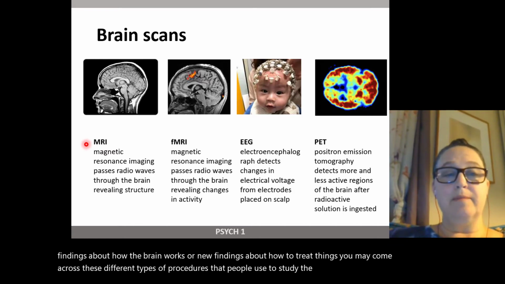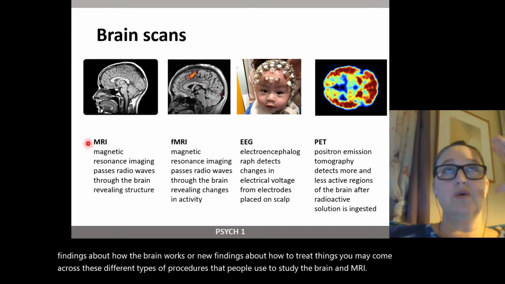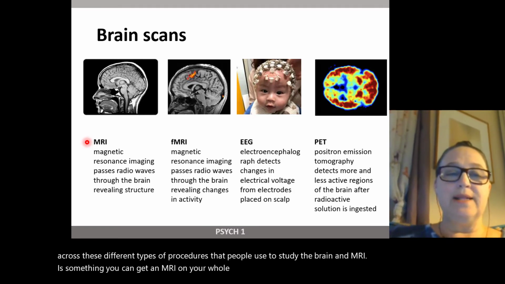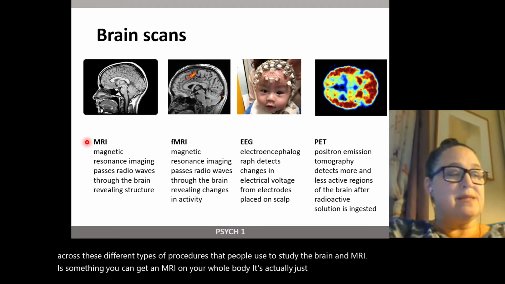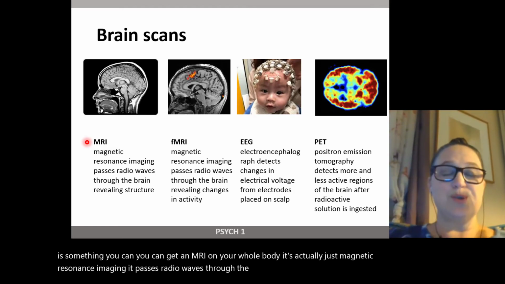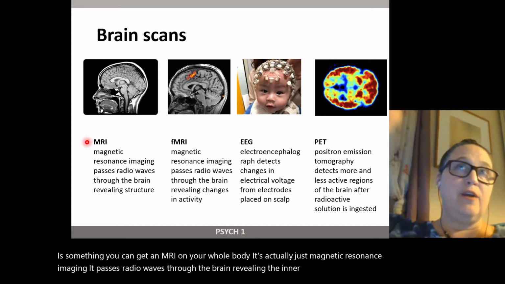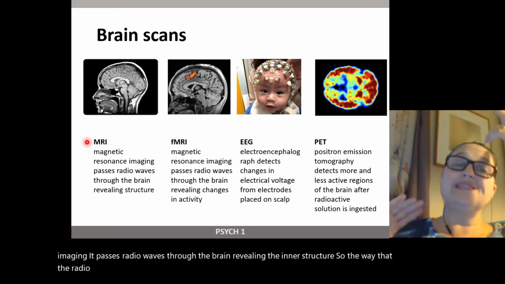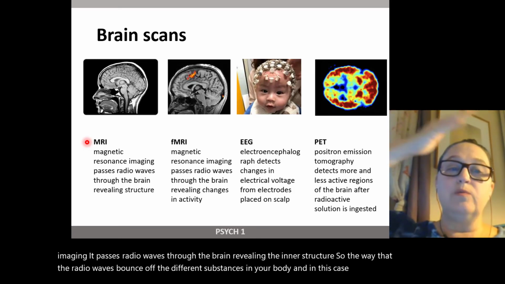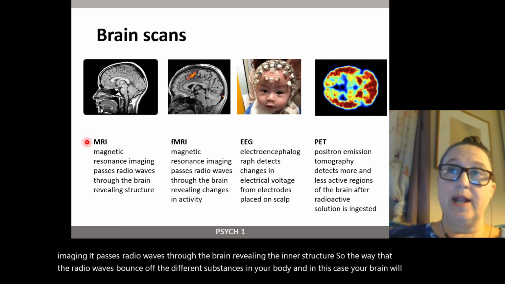An MRI is something you can get on your whole body. It's actually just magnetic resonance imaging. It passes radio waves through the brain, revealing the inner structure. So the way that the radio waves bounce off the different substances in your body, and in this case your brain, will reveal the structure of the brain.